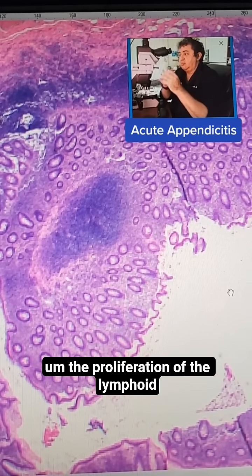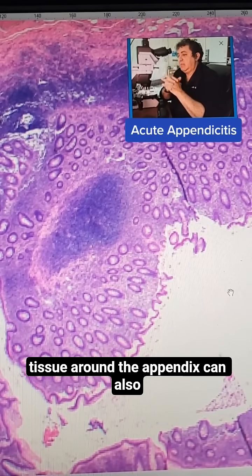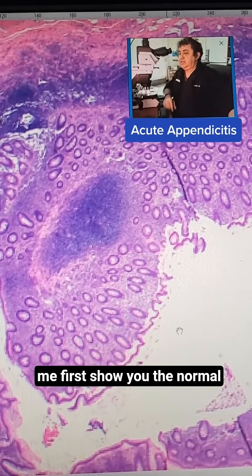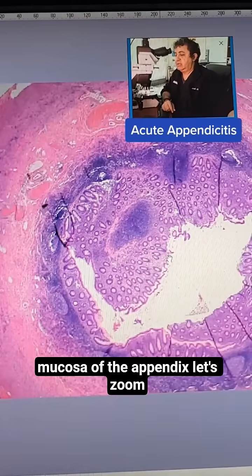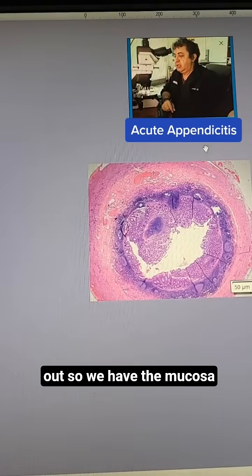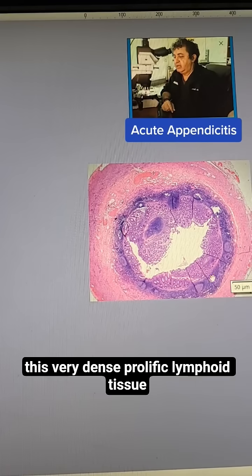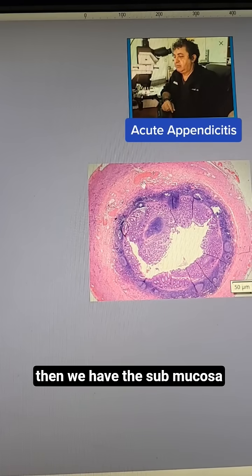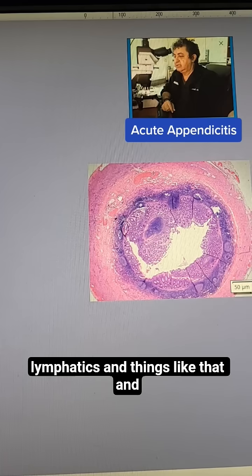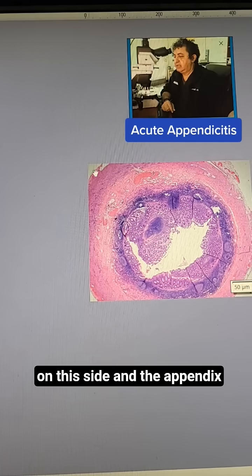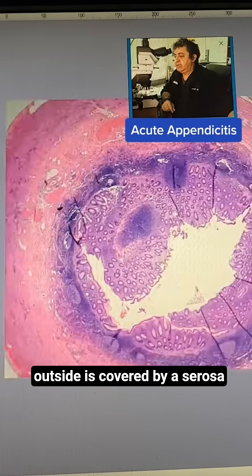Occasionally, the proliferation of the lymphoid tissue around the appendix can also cause symptomatic acute appendicitis, which is usually viral in nature. So let me first show you the normal mucosa of the appendix. Let's zoom out. So we have the mucosa inside, and it's surrounded by this very dense prolific lymphoid tissue. Then we have the submucosa, where we have the vessels, the lymphatics, and things like that. And then we have the muscularis propria on this side, and the appendix outside is covered by a serosa.